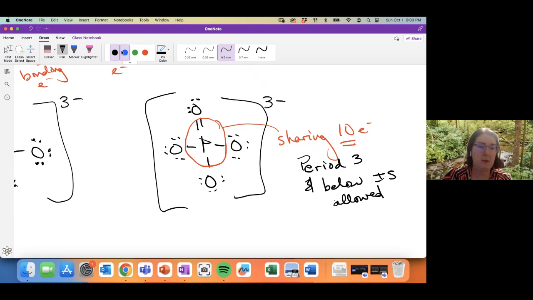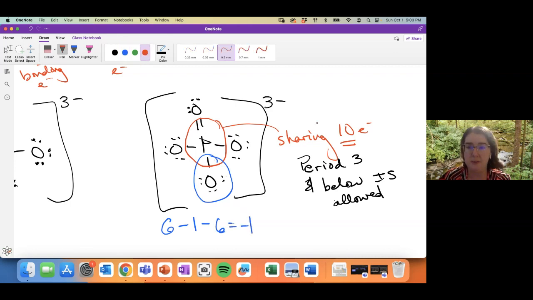So this is allowed. Now what we want to do is analyze this. Is this actually better? We made a change. Is this actually a better change? So this oxygen is still going to look the same as it did before. 6 valence electrons, minus 1 stick, minus 6 dots for a -1. My phosphorus now has 5 valence electrons, is now sharing 10 electrons, so minus 5. Still doesn't have any lone pairs. So my phosphorus is now 0. Ooh, better. We like it.